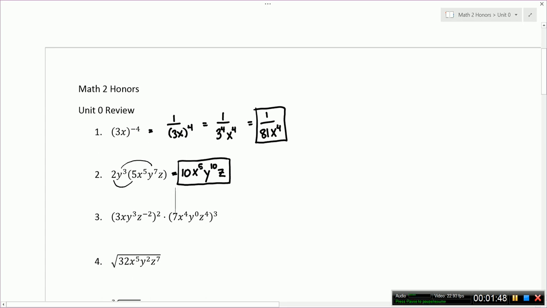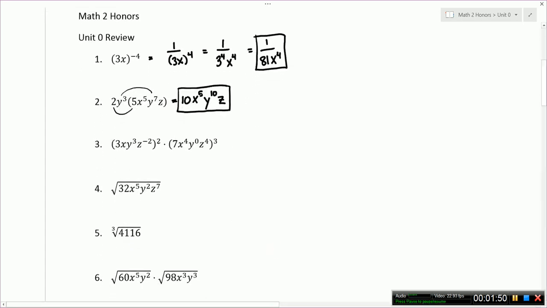Number 3, notice we have exponents outside of the parentheses. We have to deal with those first before we multiply everything else together. So everything inside of the first set of parentheses, I'm going to square. So we have 3 to the power of 2, x to the power of 2, y to the 3rd to the power of 2, z to the negative 2 to the power of 2.